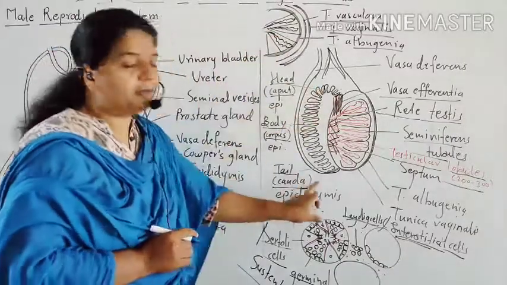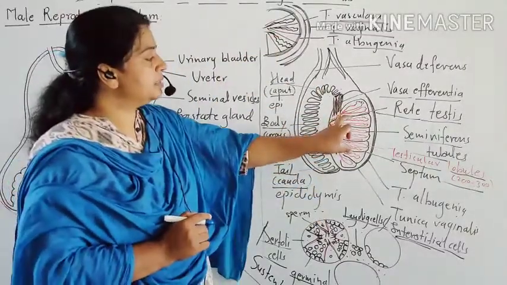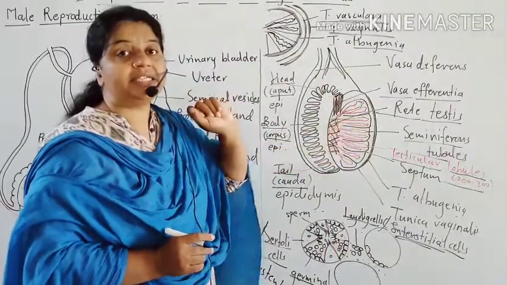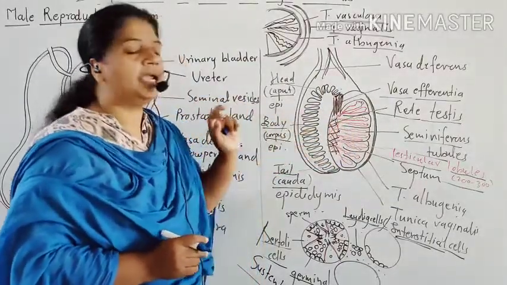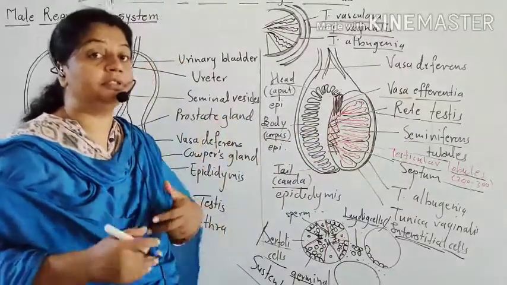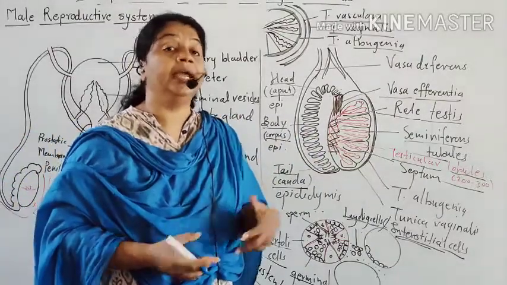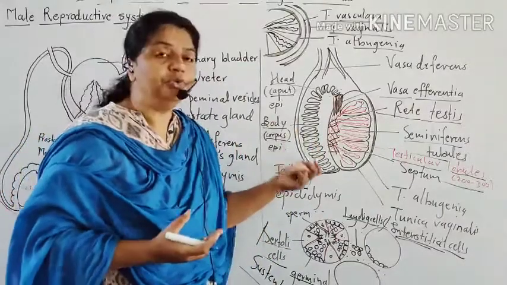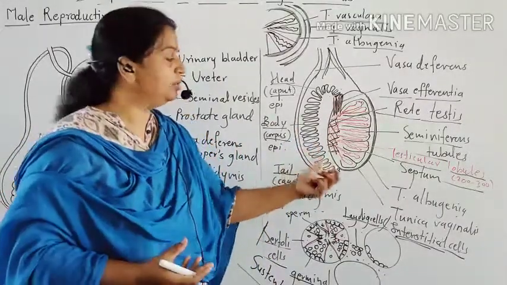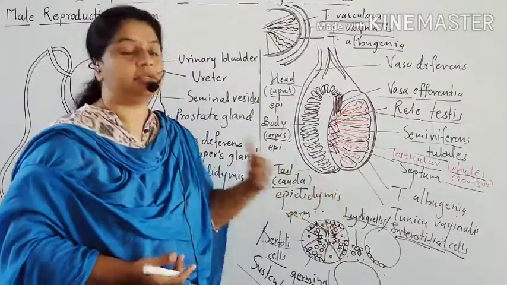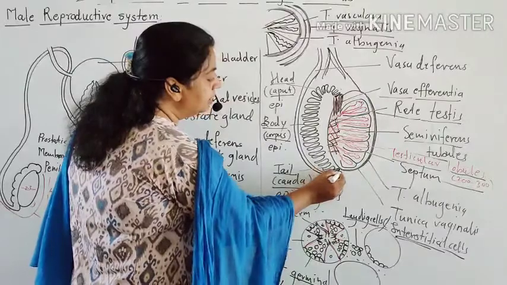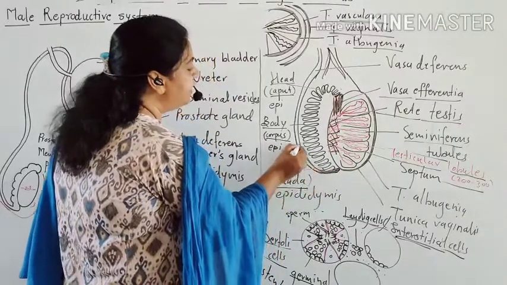In this epididymis, sperms are received from the testes, and in this area sperms attain maturity. They become motile, get nutrition, and become active and motile in this epididymis. From the cauda epididymis arises the vasa deferens.